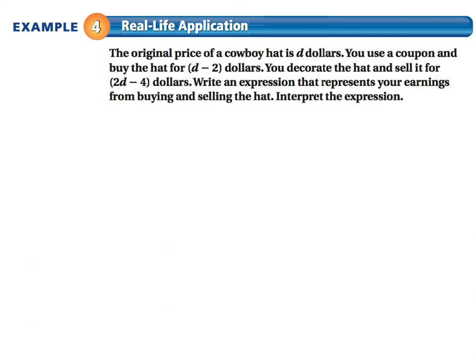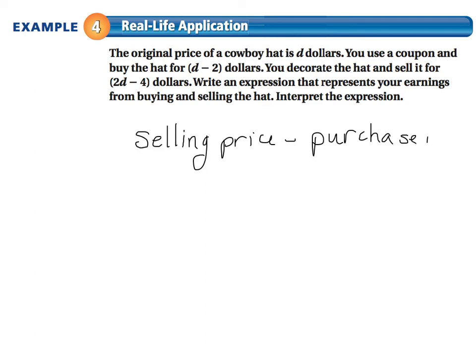We are figuring out what our earnings are. So how do you find earnings? You take the selling price, what you sold it for, and you're going to subtract what you purchased it for. So the purchase price. Now hopefully that makes sense. If you buy something, that's your purchase price. If you sell it for more, that's your selling price. We want to know how much we made. So the selling price was 2D minus 4. We then have to subtract, make sure you always remember the parentheses, the purchase price, which is D minus 2.